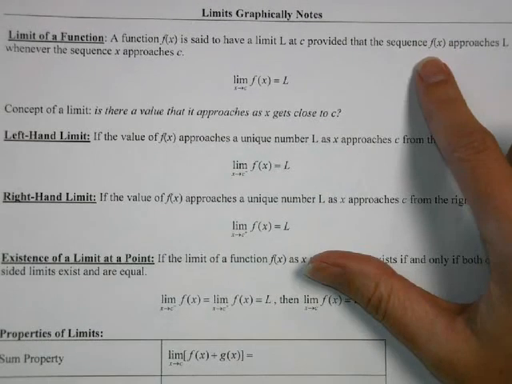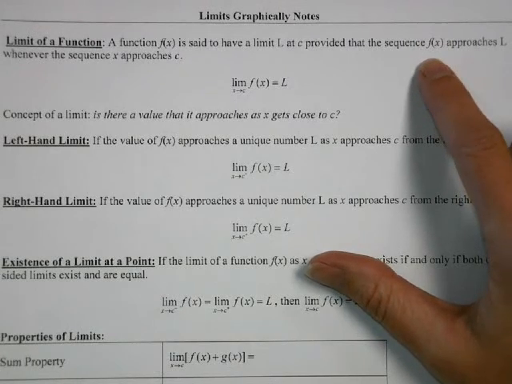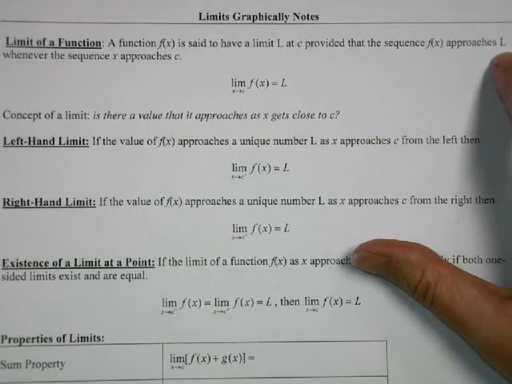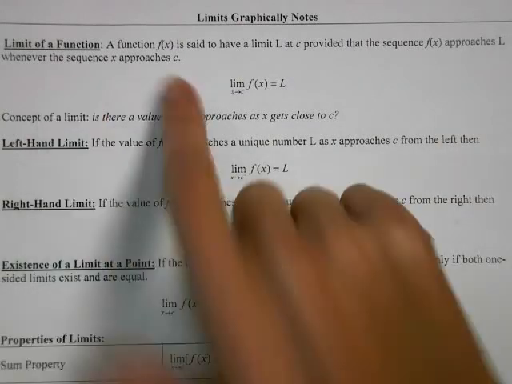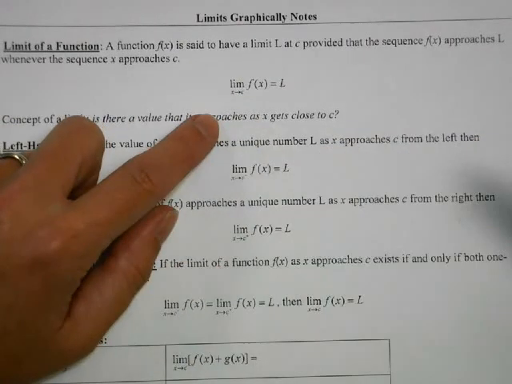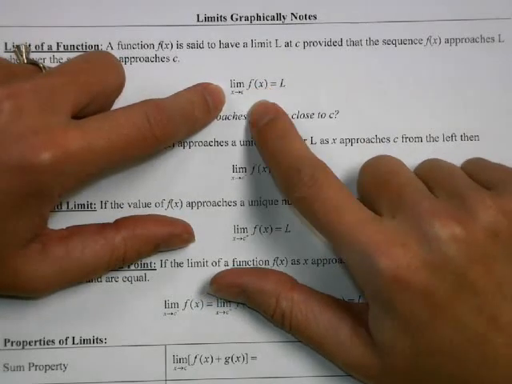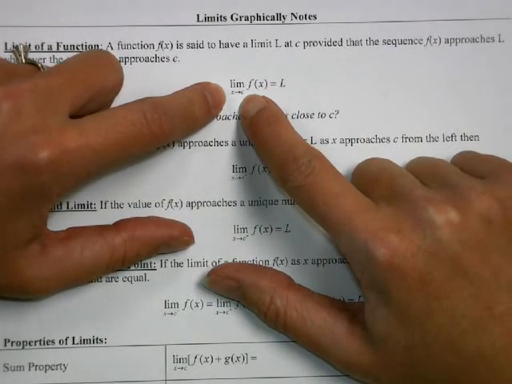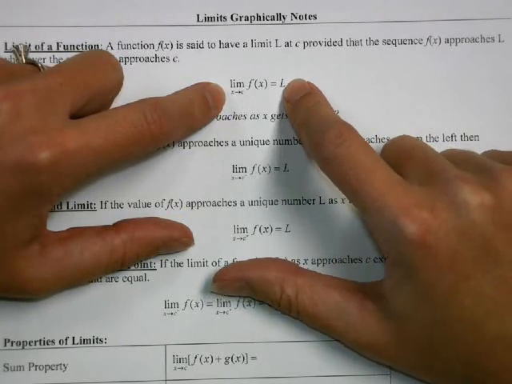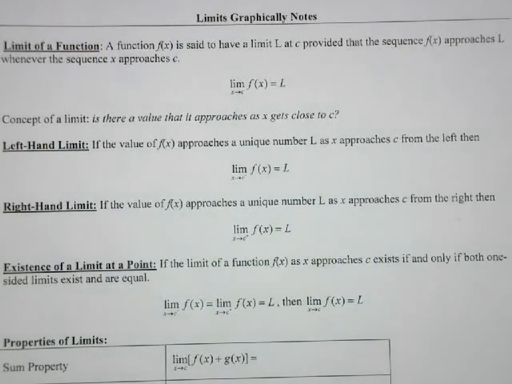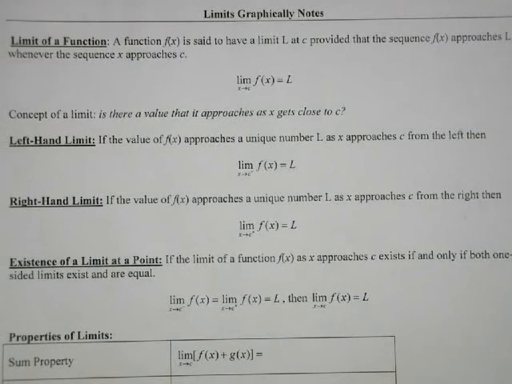And there is a limit provided that the sequence of f of x, the y values, approach this L as x goes to c. So the notation here is the limit as x approaches c of f of x equals L. So c is some x value that we're approaching, and L is the y value that the function is looking at. So basically, is there a value that it approaches as x gets close to c?